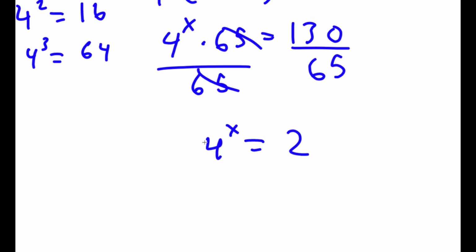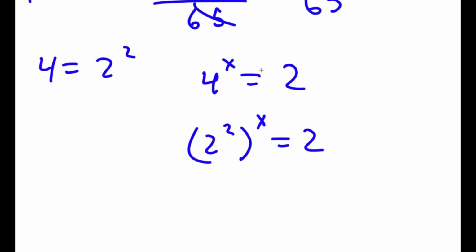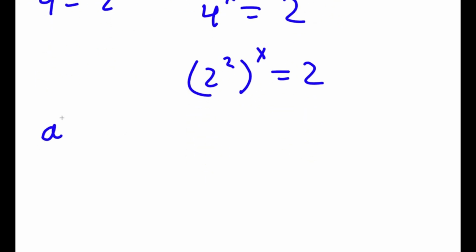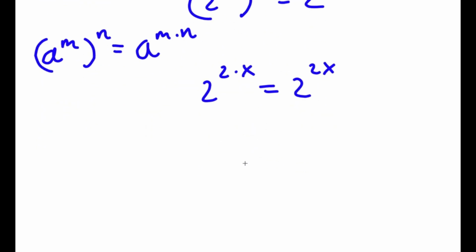Now, 4 here is the same thing as 2 squared. So if I replace 4 with 2 squared, we get 2 squared to the power of x is equal to 2. Now, if I have something in the form a to the power of m to the power of n, this is equal to a to the power of m times n. So 2 to the power of 2 to the power of x equals 2 to the power of 2 times x, which is equal to 2 to the power of 2x. So I have 2 to the power of 2x is equal to 2.